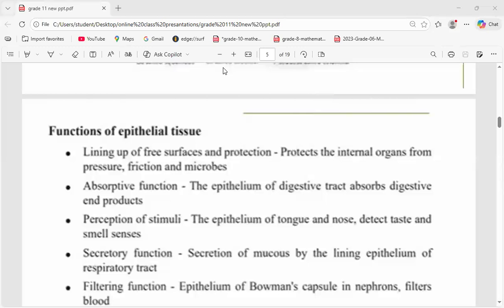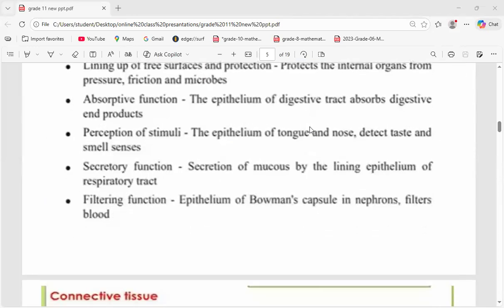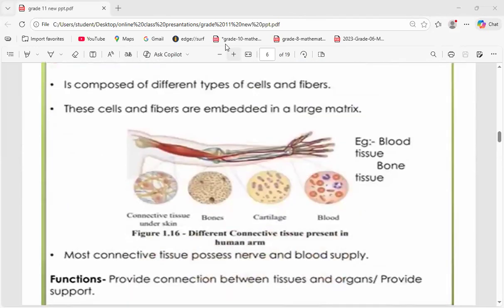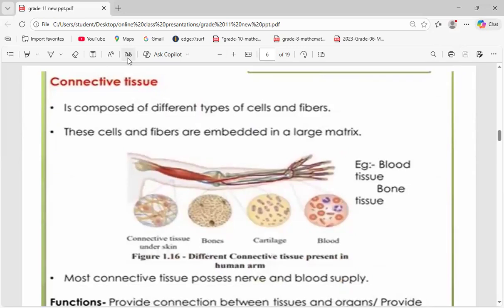Okay. So that's all for epithelial tissue. Next one we are going to study is connective tissue. I told you there are two types of connective tissues: one is blood tissue, another one is bone tissue. It is composed of different types of cells and fibers. These cells and fibers are embedded in a large matrix.